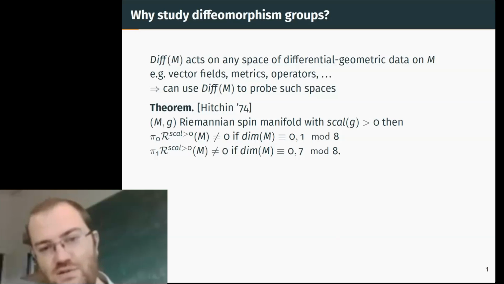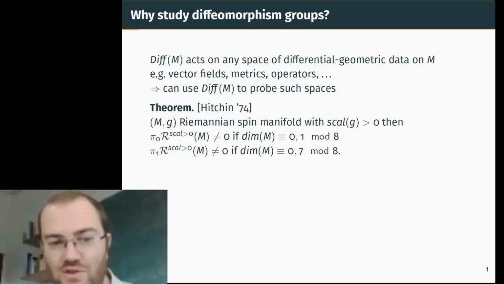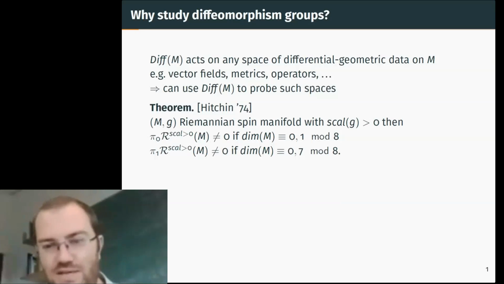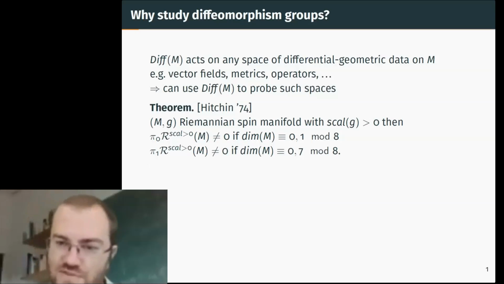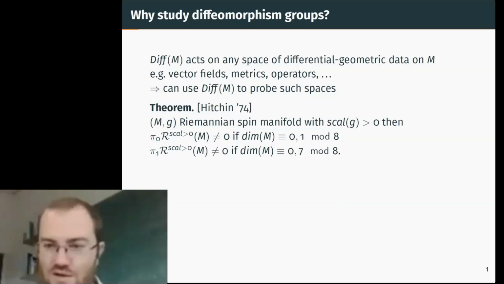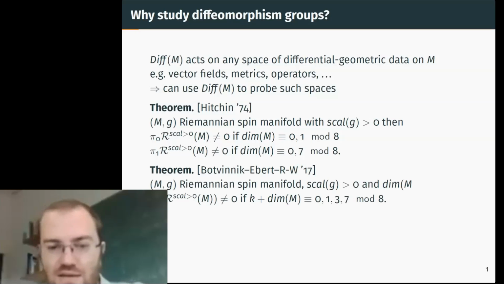That means you can find on, for example, a sphere of dimension 0 or 1 mod 8, there's an obvious positive scalar curvature metric that you know, which is the round sphere, but there's another one that is also positively curved, but you can't connect it to the round metric staying in positively curved metrics. And similarly, if the dimension is 0 or 7 mod 8, then he showed that pi1 of the space of positive scalar curvature metrics is non-trivial. So there's a path of metrics that have positive scalar curvature at all times, but you can't contract it down via a family that has positive curvature at all times.